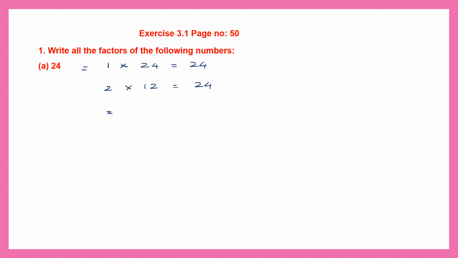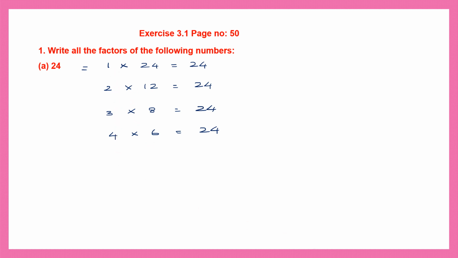Now let's go to 3. 3 into what will give us 24? 3 8s are 24. So here the factors are 3 and 8. Now we finished 1, 2 and 3. Let's go to the next number, that is 4. 4 into what will give us 24? 4 sixes are 24. So here 4 and 6 are the factors. Now we finished 1, 2, 3, 4.